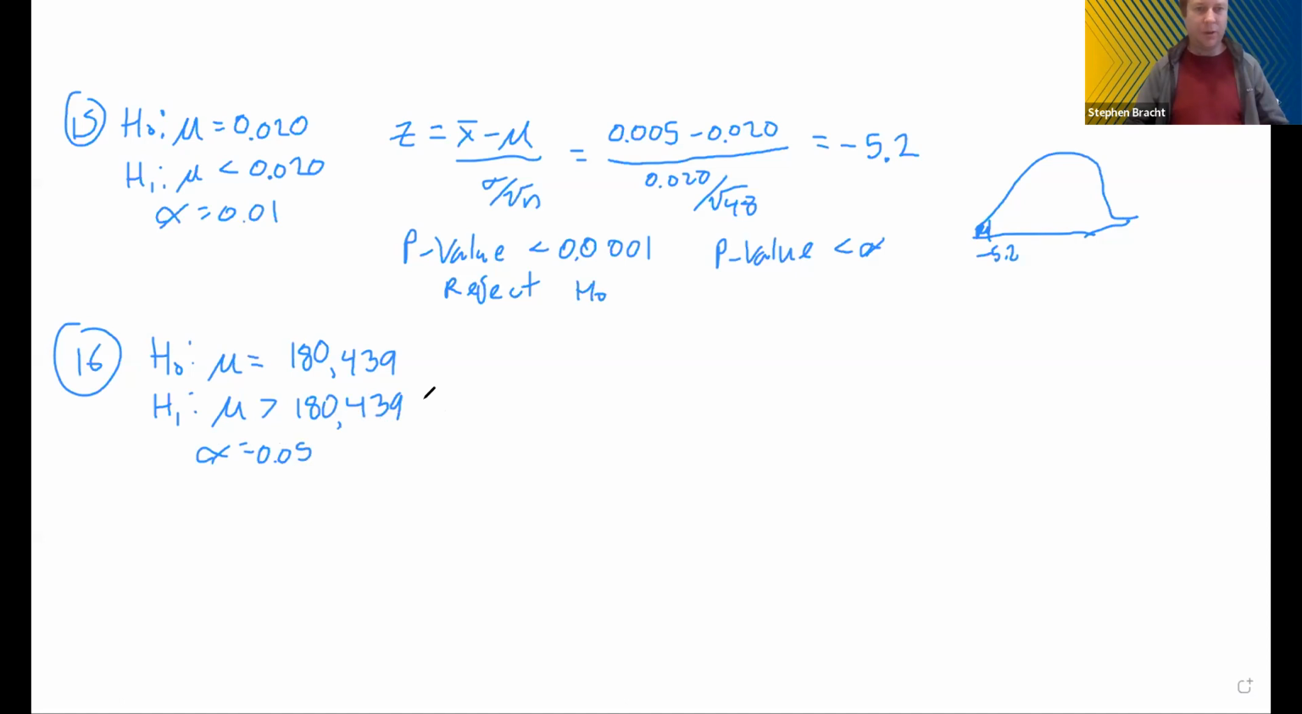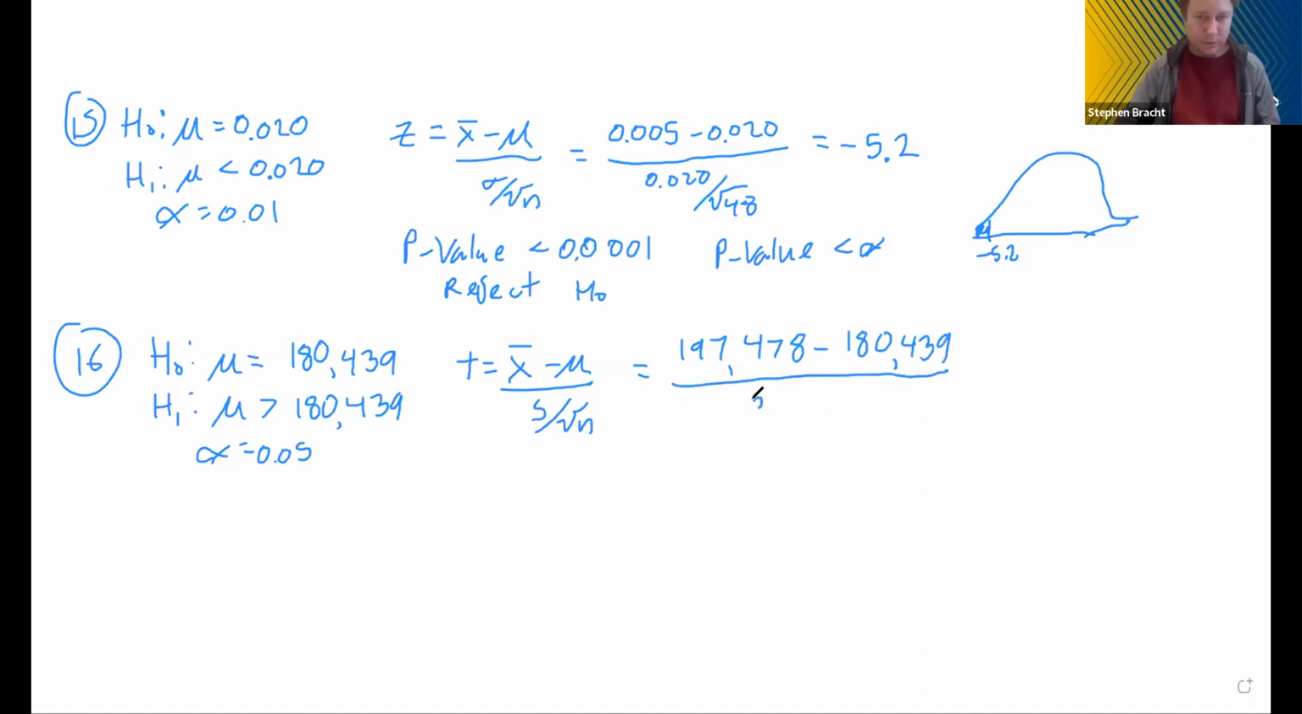In this one, sigma is not given. We're only given the sample standard deviation. So the test statistic will be a t-value, which looks like x bar minus mu over s over the square root of n. Okay. X bar, the sample mean, is given as 197,478. And for mu, we plug in 180,439.